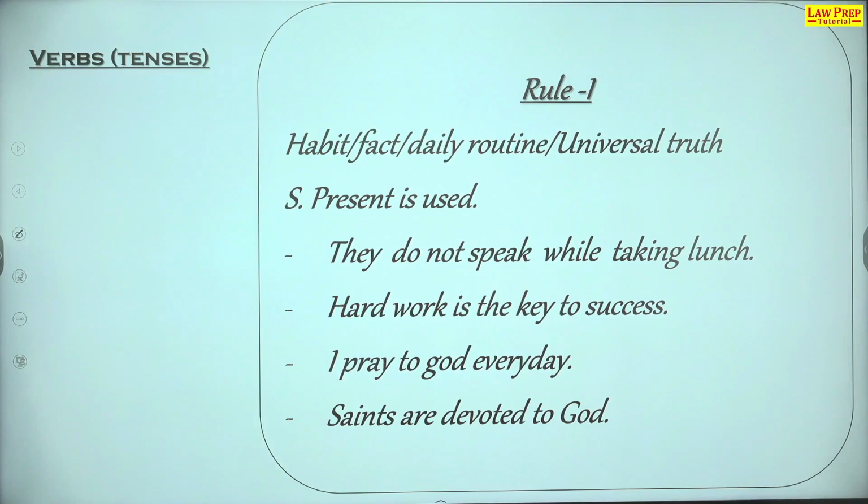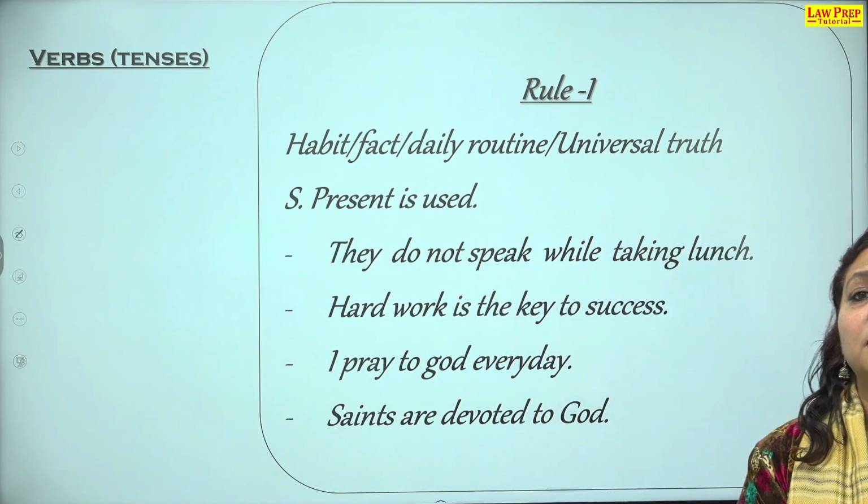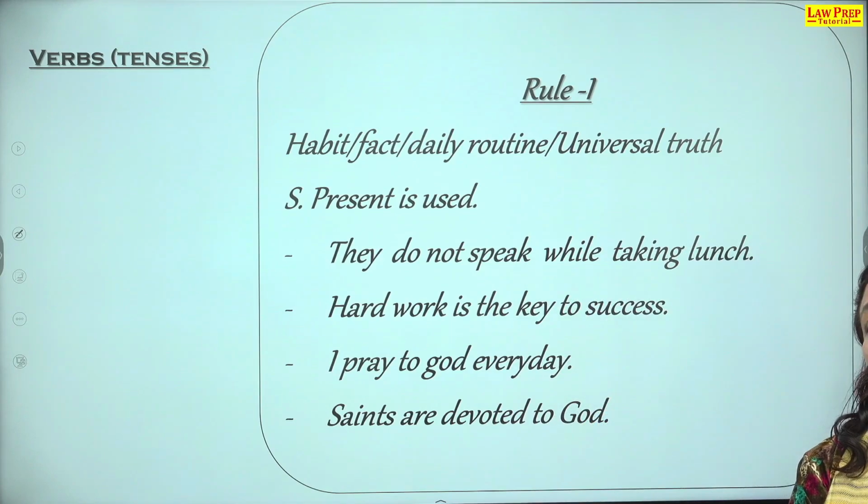Rule 1. Please note the rule. With habit, fact, daily routine or universal truth, simple present tense is used. कोई भी चीज़ जो आपकी आदत है, जो आप रोज़ करते हैं, कोई फैक्ट है, यूनिवर्सल ट्रुथ है, the earth rises, the sun rises in the east and the sun sets in the west, the earth moves on its axis, honesty is the best policy, truth always wins, beauty lies in the eyes of the beholder. All of these, if you see, apply which tense? That is simple present tense.